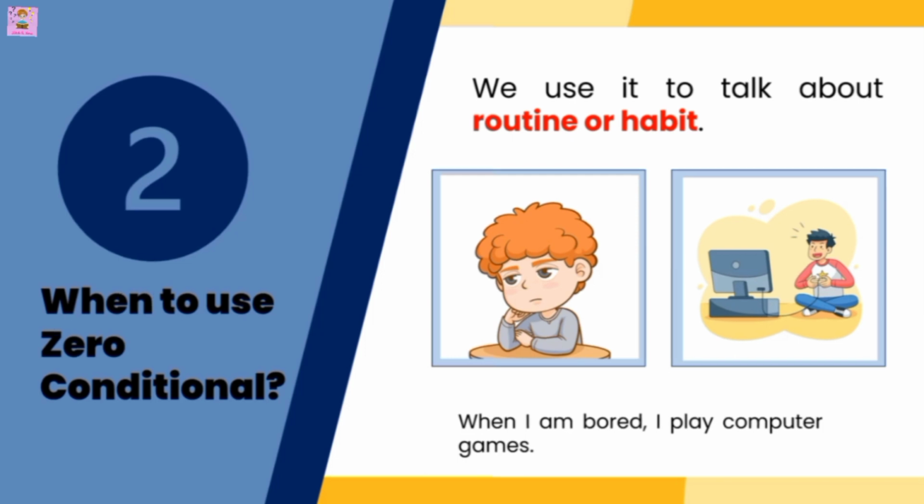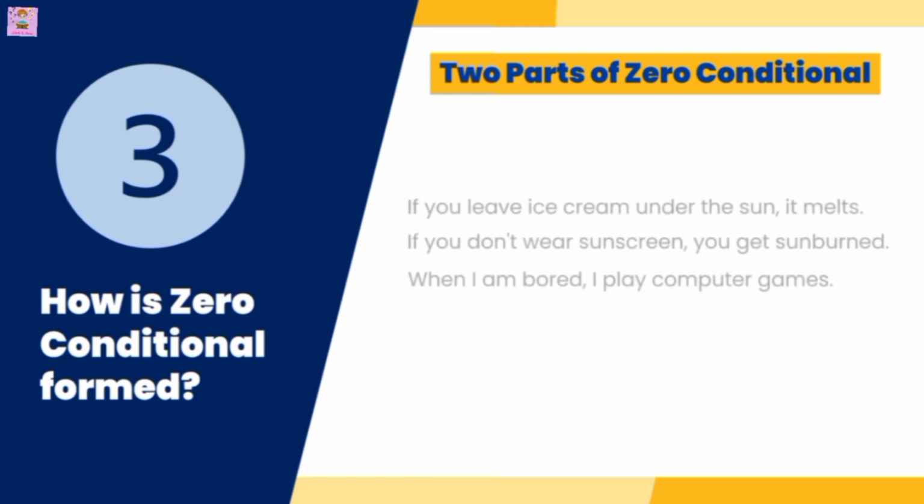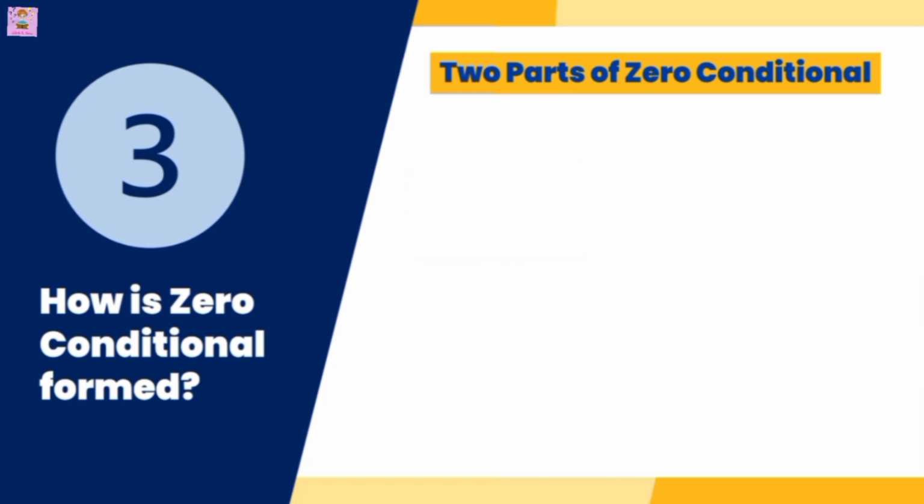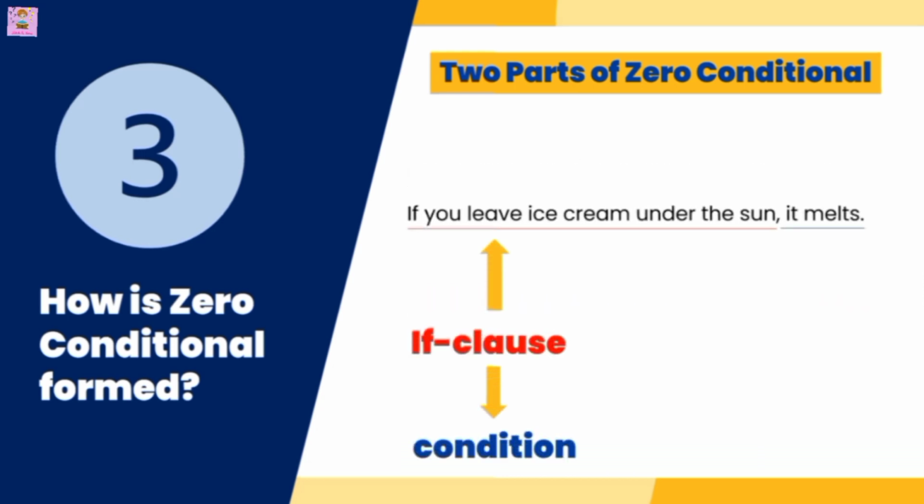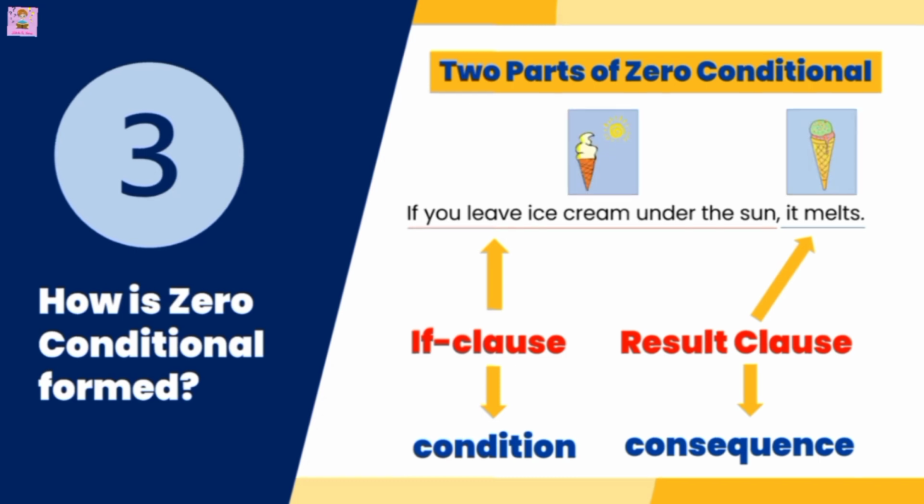Let's talk about the structure of zero conditional. Like any other conditional statements, zero conditionals have two parts, namely the if clause and the result clause. Remember that the if clause sets the condition while the result clause sets the consequence. In this example, if you leave ice cream under the sun is the if clause or the condition, and it melts is the result clause or the consequence.